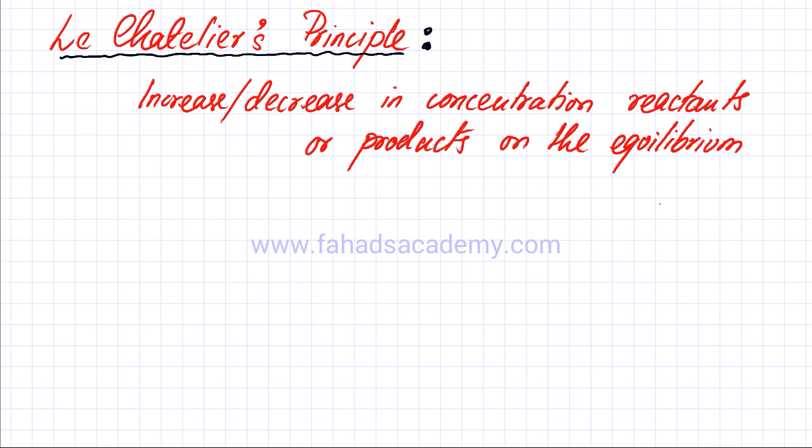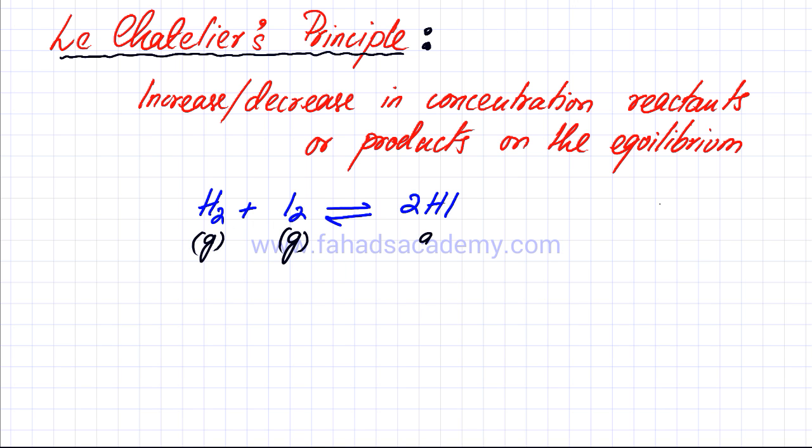So let's think of an example. Let's say we have a reaction in which we have hydrogen reacting with iodine and producing two molecules of hydrogen iodide. And the reverse reaction is also happening. Two molecules of HI are decomposing and producing H2 and I2. So this reaction is an example of a reversible reaction, and in this case all of them are in gaseous state. So let's write that down as well. These are all in gaseous state.